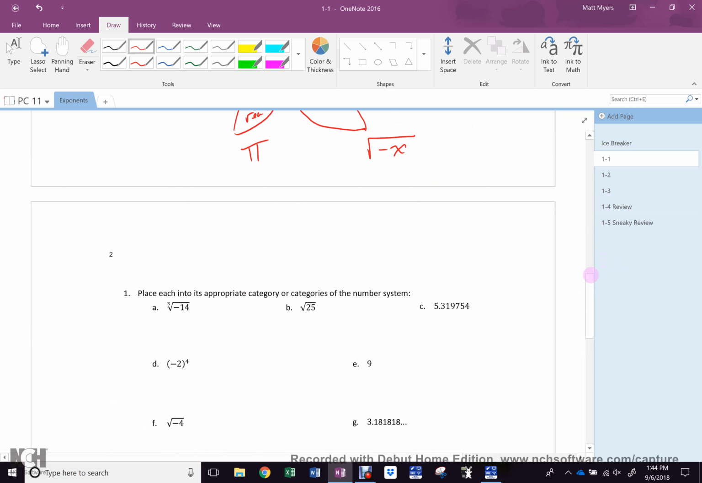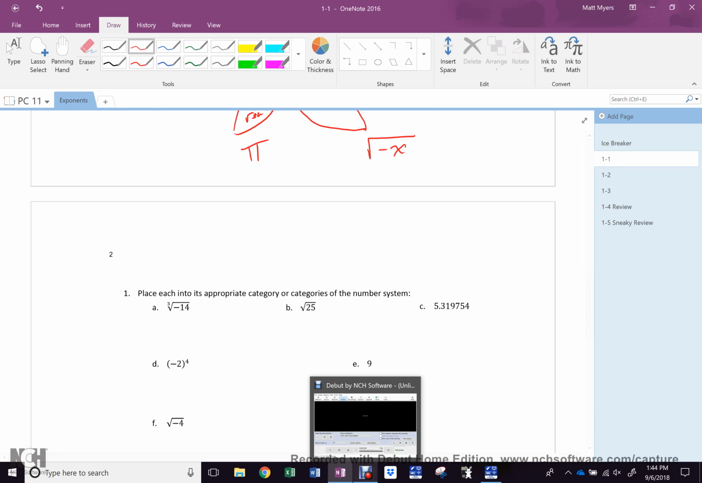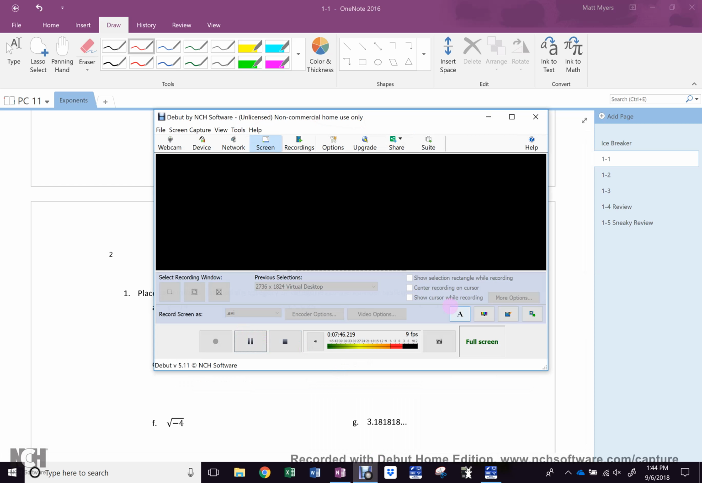Put all those in one of the categories. Go. You're on page 2. Put all of those in one of the categories.